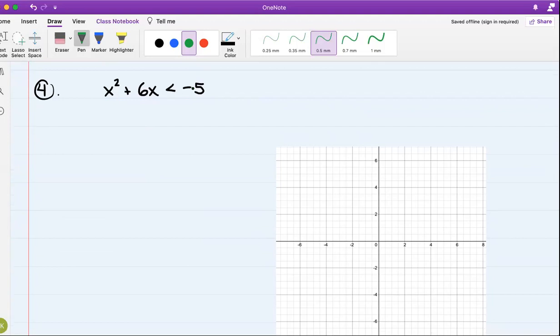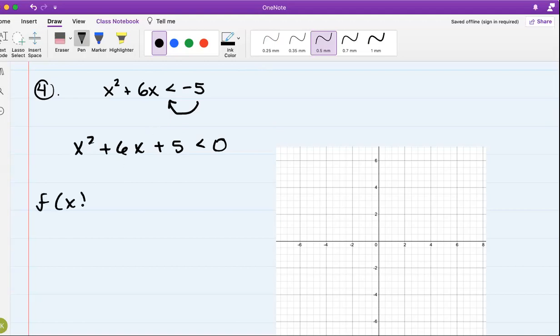I'm going to move everything to the left-hand side. So I'm going to move this negative 5 over here. So I'll get x squared plus 6x plus 5 is less than 0. And you can see that the x values that satisfy this inequality would also satisfy the original inequality. So if we find the solutions to this one, then they'll be solutions to the original inequality. Okay, now we're going to label this as the function we want, x squared plus 6x plus 5. And let's see if we can factor that.